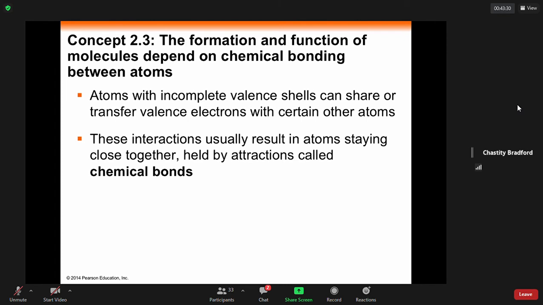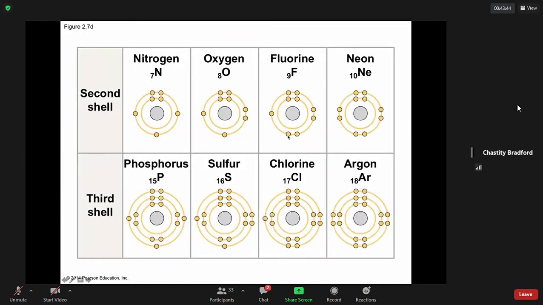So if an atom has an incomplete valence shell, what does that mean, incomplete? Okay, so if an atom has an incomplete valence shell, Oriana Gordon, does nitrogen have an incomplete valence shell? I'll say yes. That's correct. Janaya Jenkins, does oxygen have an incomplete valence shell? Yes. Michaela Harper, does fluorine have an incomplete valence shell? Yes.